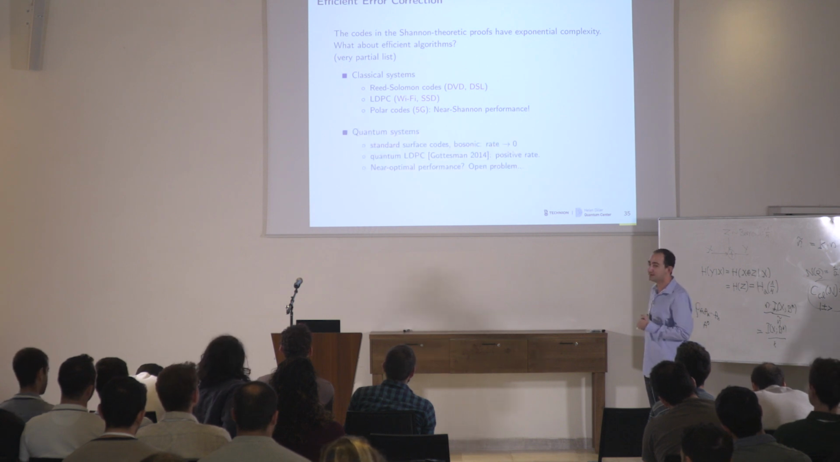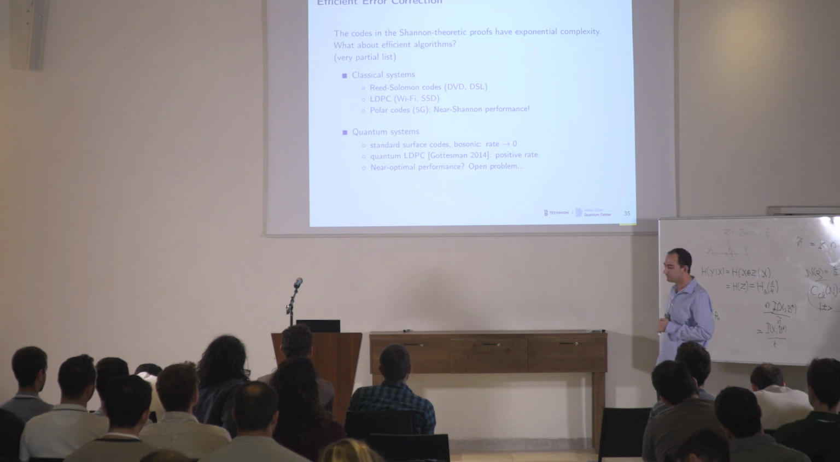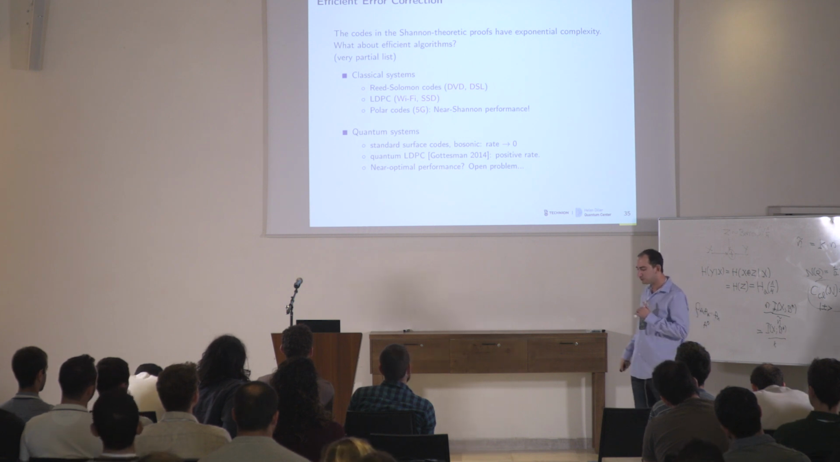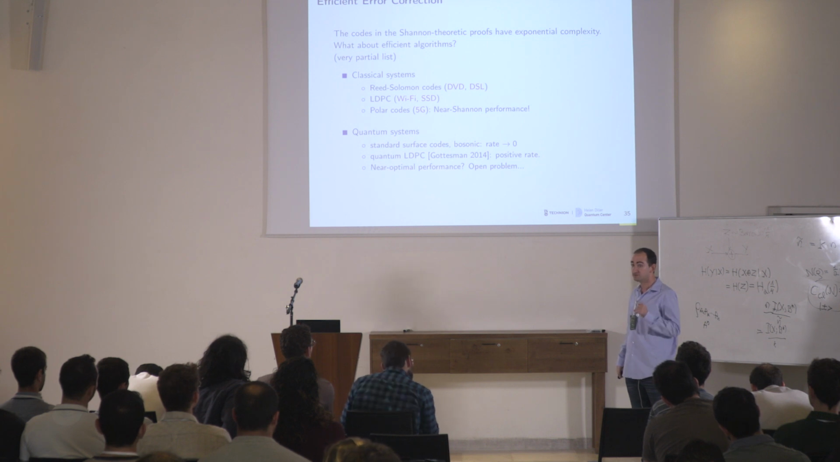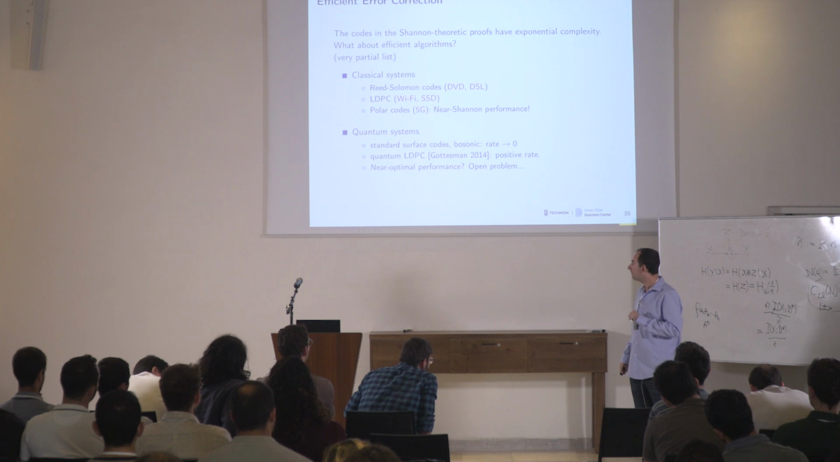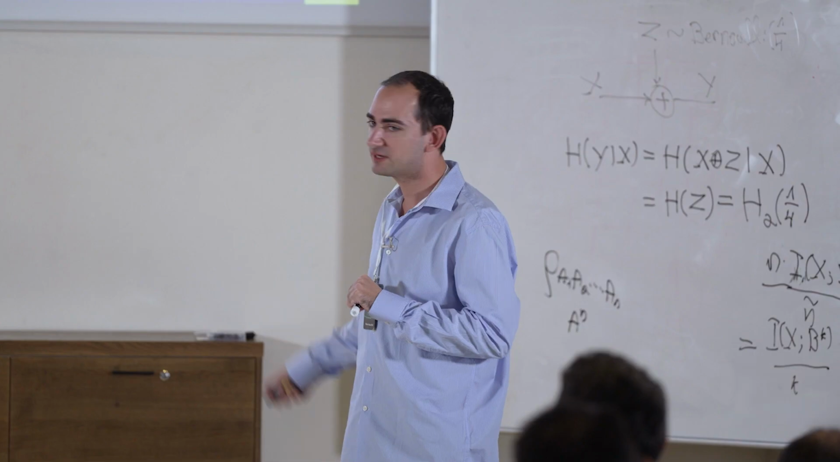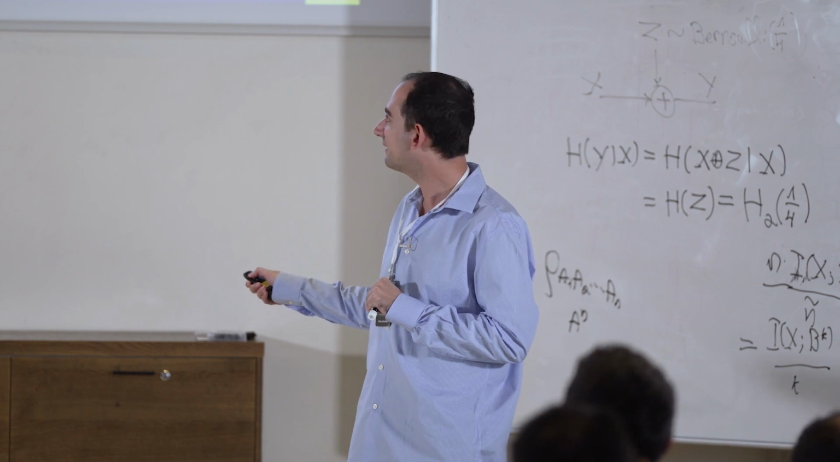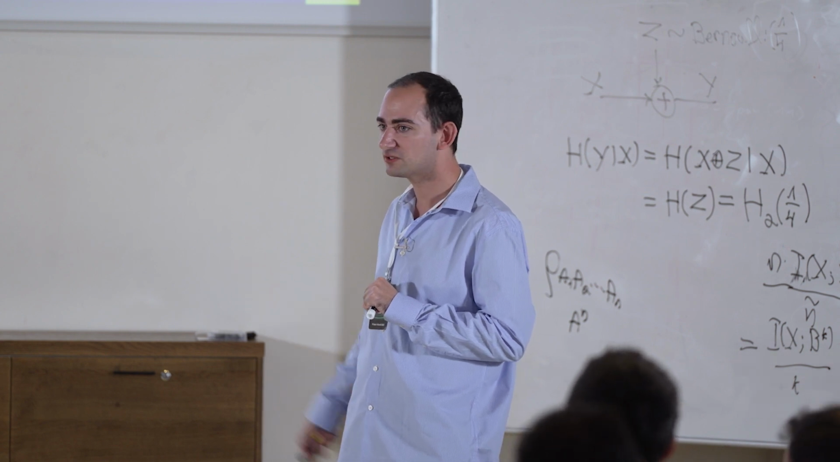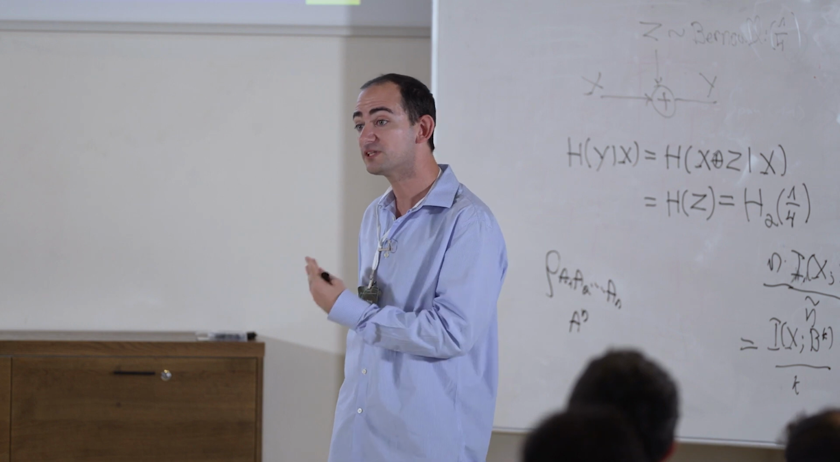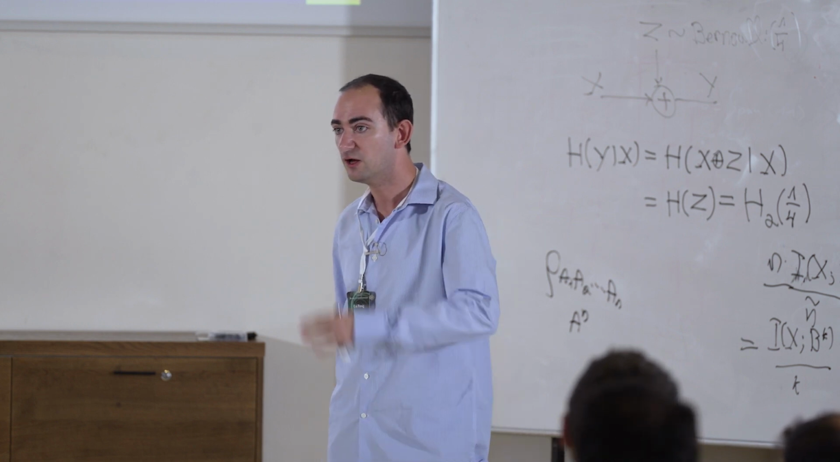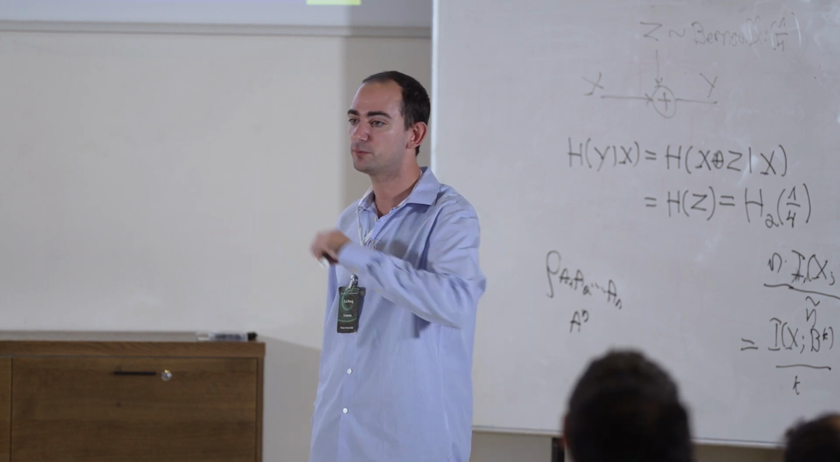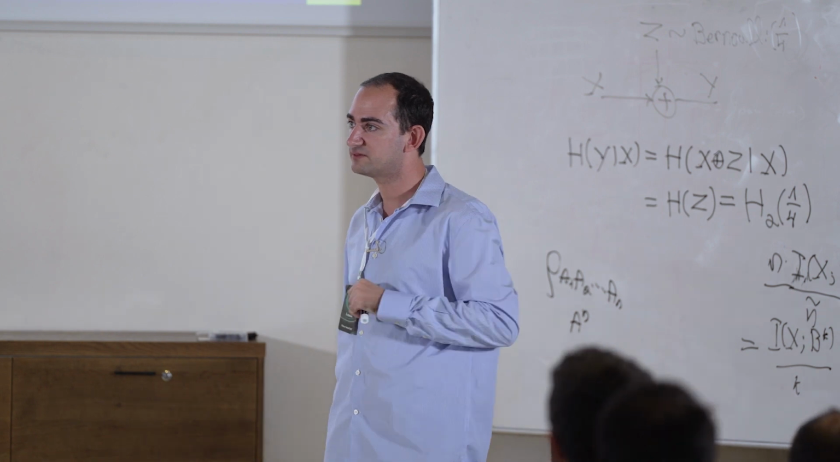Now let's look at the theory for quantum systems. You've seen quantum LDPC codes, and it is known that you can achieve positive rate with error that tends to 0, but it doesn't approach the capacity. So we don't know of any efficient quantum error correction codes that are optimal from a Shannon-theoretic perspective, reaching the highest rate possible with an error that tends to 0.